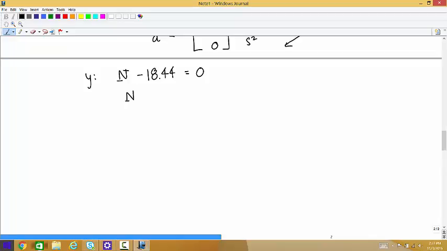And so n is equal to positive 18.44 newtons. Okay, so yeah, you could use that to calculate the force that's applied to the cart by the incline. That's not an acceleration, though. That's a force. Oh, okay. Thank you. Yep.